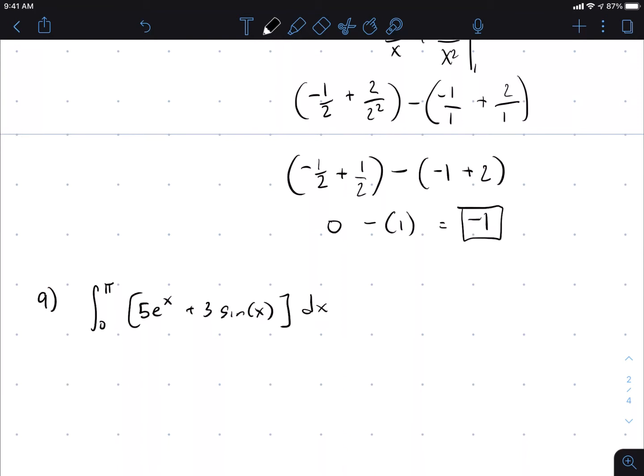Okay, what's the integral of e to the x? E to the x. Cool, it's itself. So I'm going to get 5 e to the x. What is the integral of sine? Minus cosine, very good. And now we can evaluate that from 0 to pi.